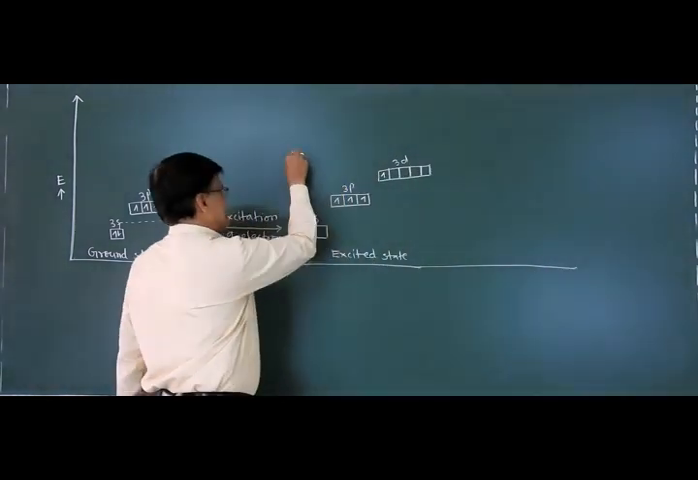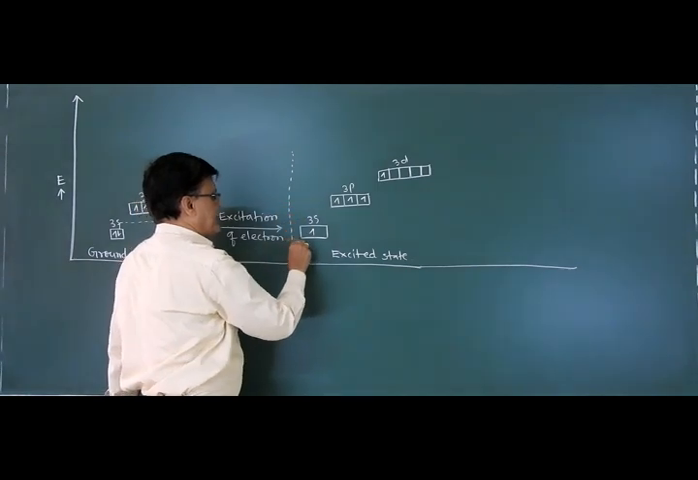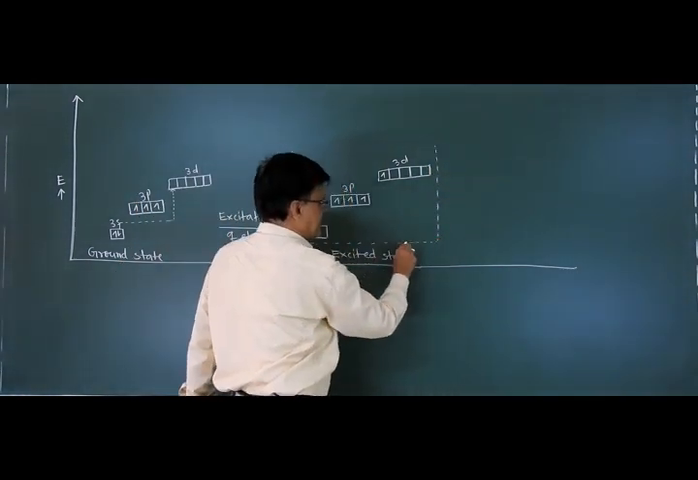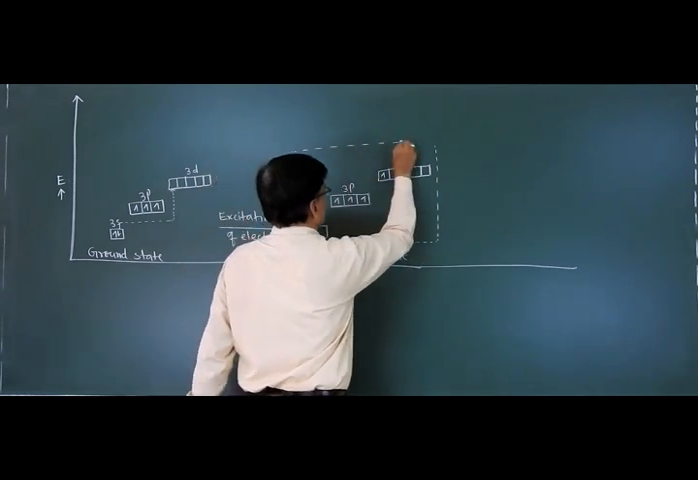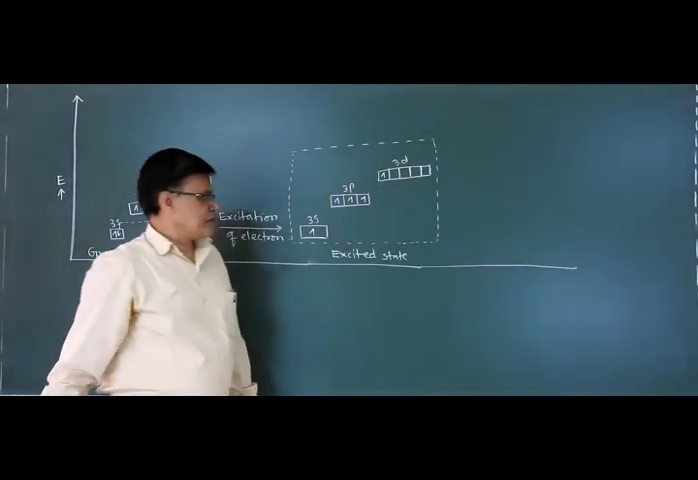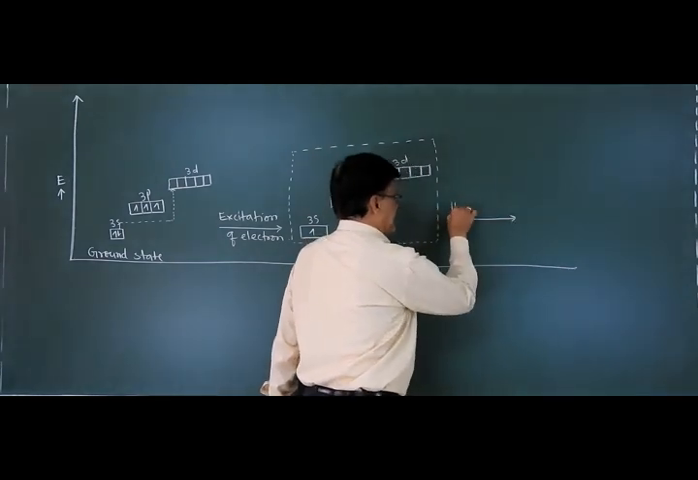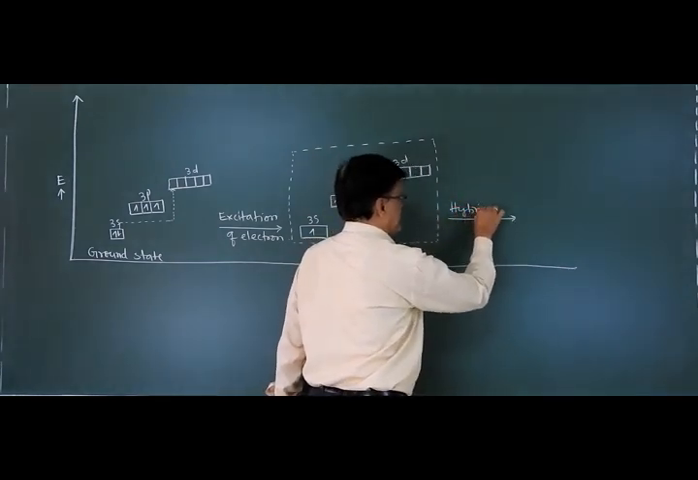Now see here, in the excited state, we can do like this. This is the excited state. Clear? Now come to the hybridized state. That is the hybridization.